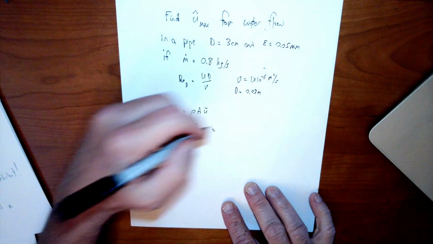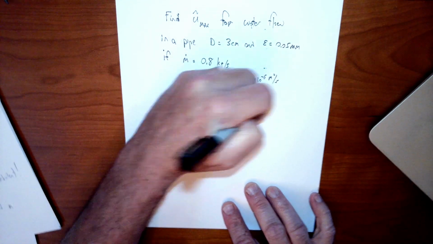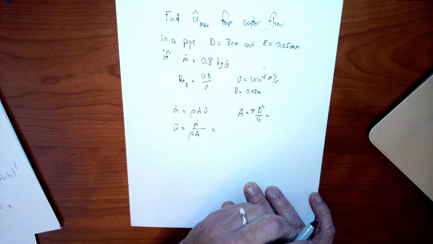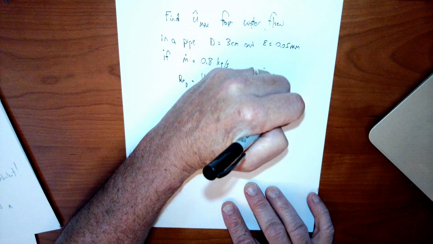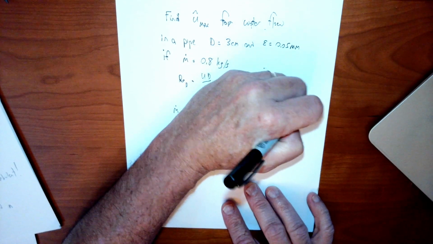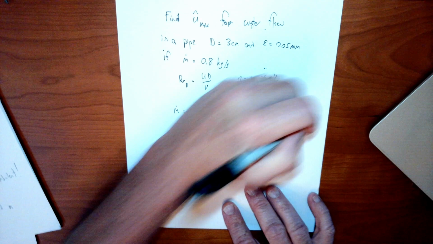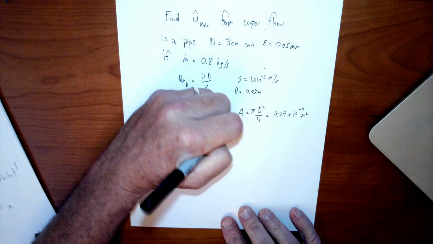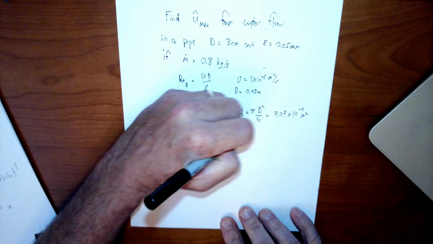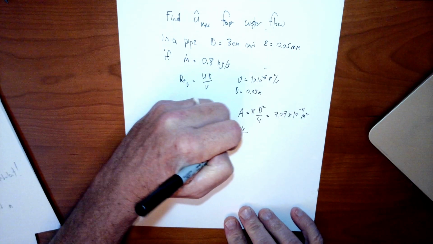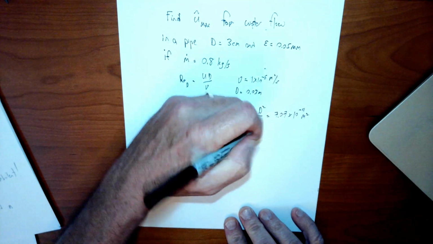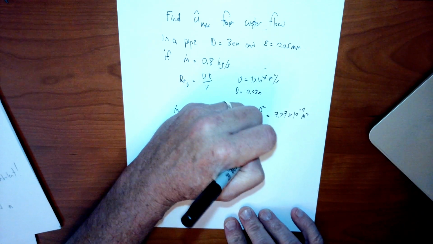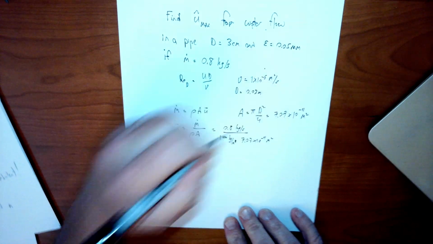I need my A. So first, I guess I'll calculate that. A is equal to pi d squared over 4, which is equal to, in this case, 7.07 times 10 to the minus 4th. So there's my area in meters squared. And now I can go ahead and plug in all my values. So I've got 0.8 kilograms per second. I've got 1,000 kilograms per meter cubed for the density of water, and I've got the A, 7.07 times 10 to the minus 4th meters squared.